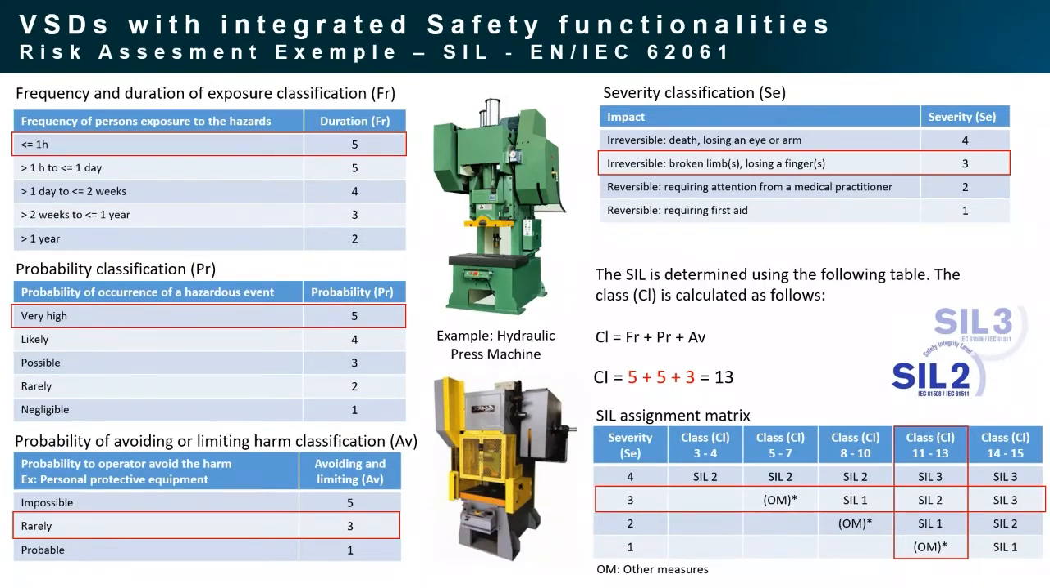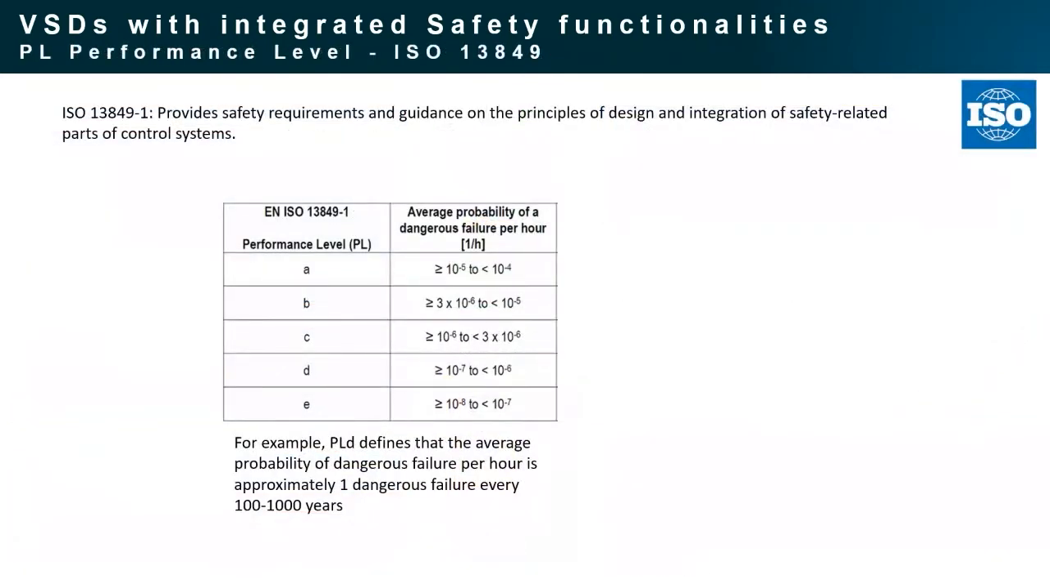And so this machine, in the end, must comply with safety integrity level number 2, and the components used in this machine must also comply with this safety level. Additionally, we will also evaluate ISO 13849. This is another standard that provides safety requirements and guidance on the principles of design and integration of safety-related parts of the control system.